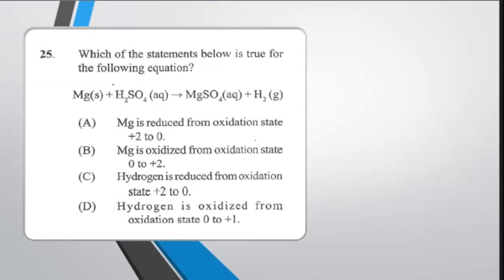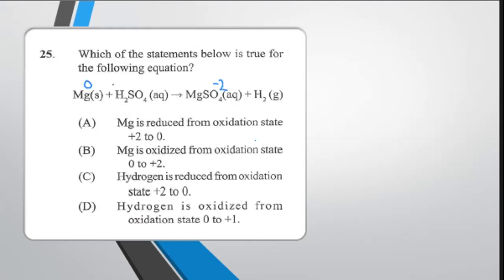All right, 25. Which of the statements below is true for the following equation? You have magnesium in its solid state plus H2SO4, which is sulfuric acid, to give you magnesium sulfate, MgSO4, plus hydrogen gas. So they ask me what is going to be happening in this equation. Which of the statements that they have there is true? So let's go through the statements and see which one is correct and which one is false. Magnesium here has no charge. Magnesium is 0. But on this side here, oxygen is -2.